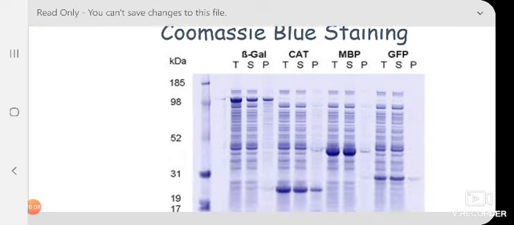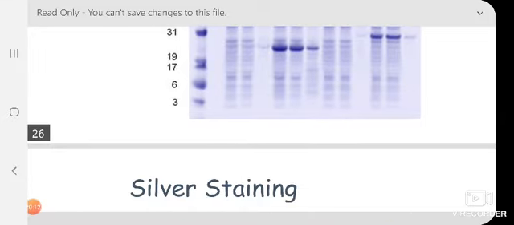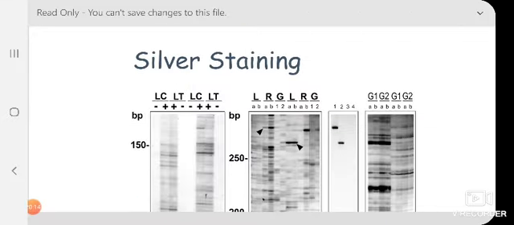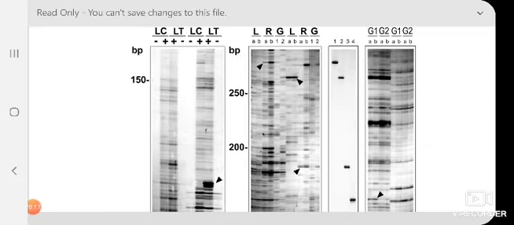I already mentioned what the stains are. This is a very nice picture where we are staining using Coomassie blue. This is another picture where they are using silver staining.